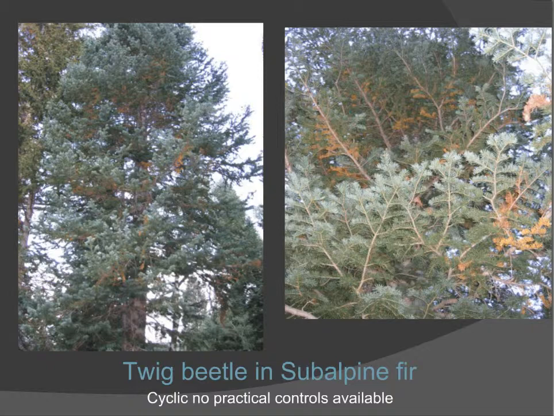Twig beetle in spruce and fir, probably not going to see a whole lot of this in the urban setting, because spruce and fir doesn't do well in an urban setting to begin with. But the tips or the twiglets will have beetles in them, so you can imagine that this is a very tiny beetle. It's cyclic, meaning that it comes around every now and then, with no practical controls available.